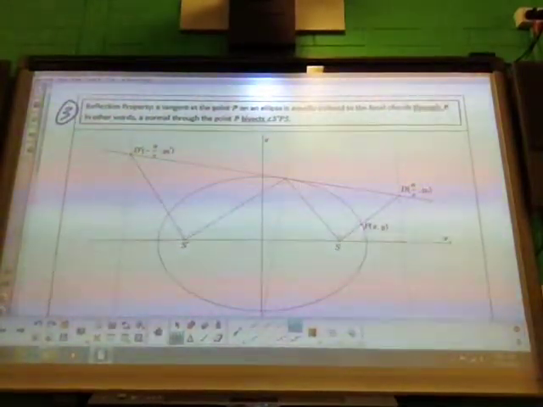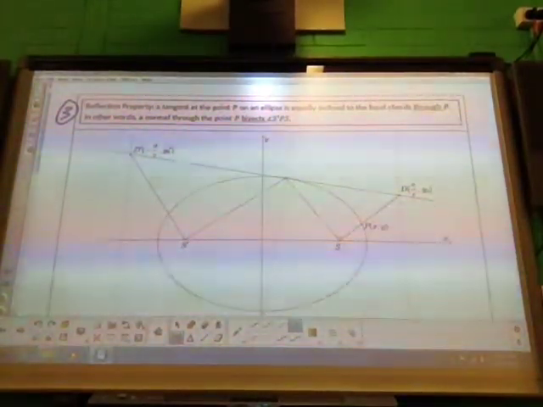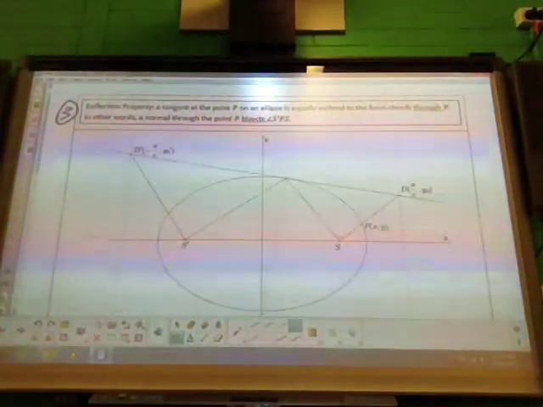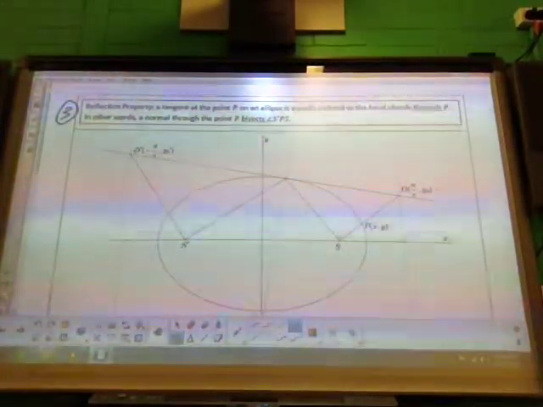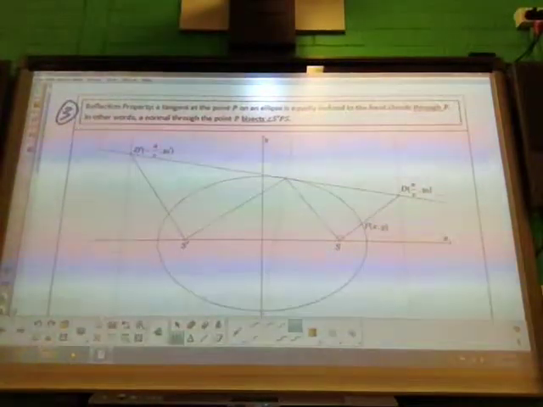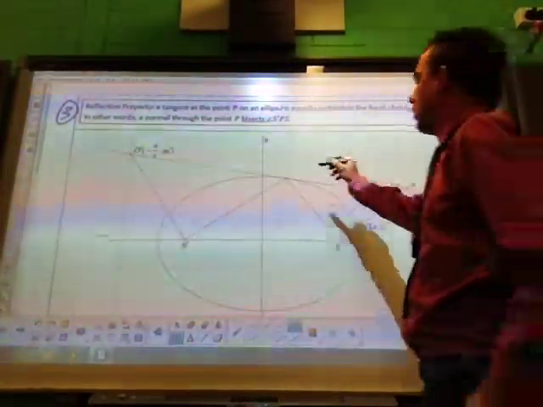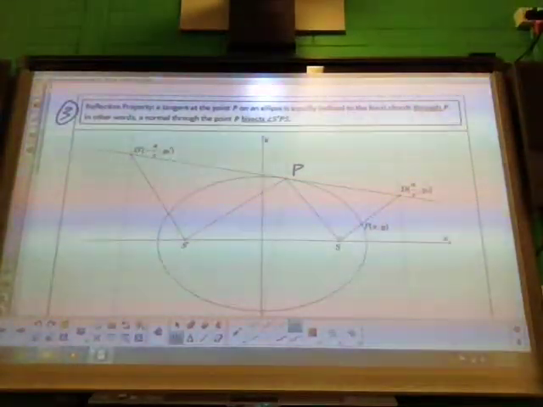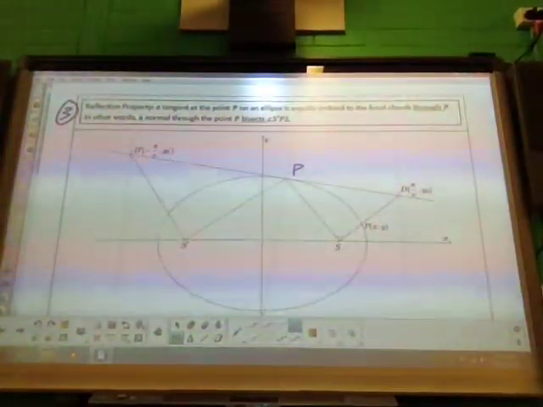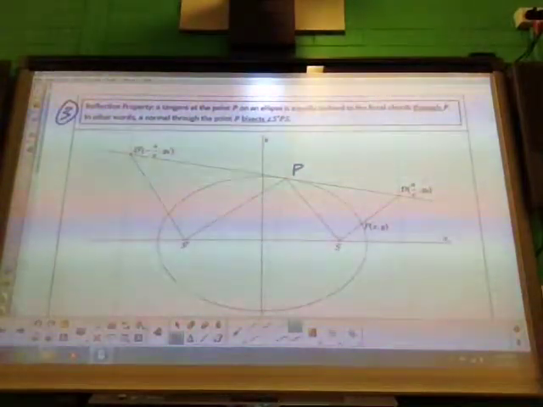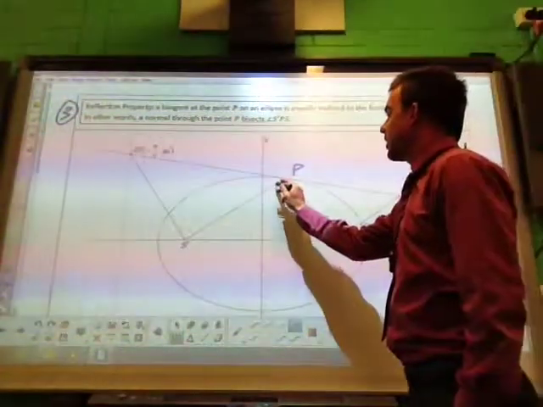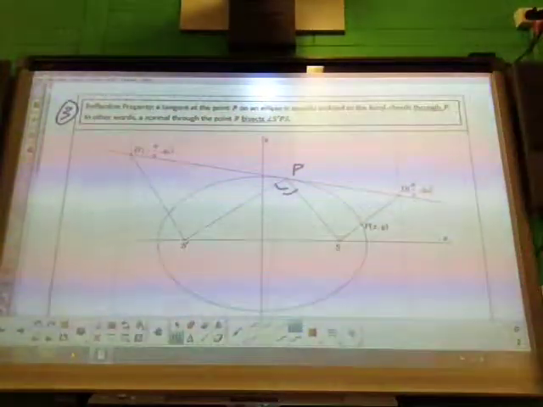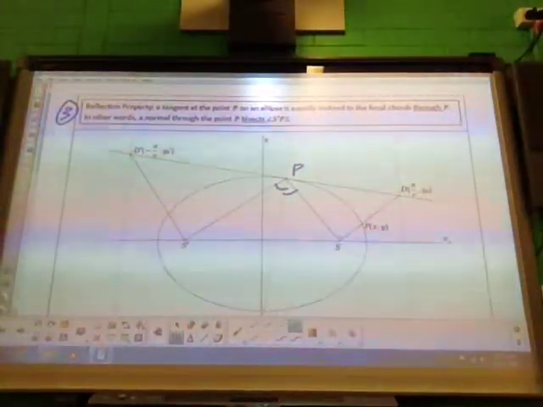So a tangent at the point P on an ellipse will be equally inclined to the focal chords through P. Okay, so what we're saying, in other words, the normal through the point P, which is here, will bisect the angle S prime PS. That means this angle here equals that angle there. Okay, so that's what we're saying about the reflection property.